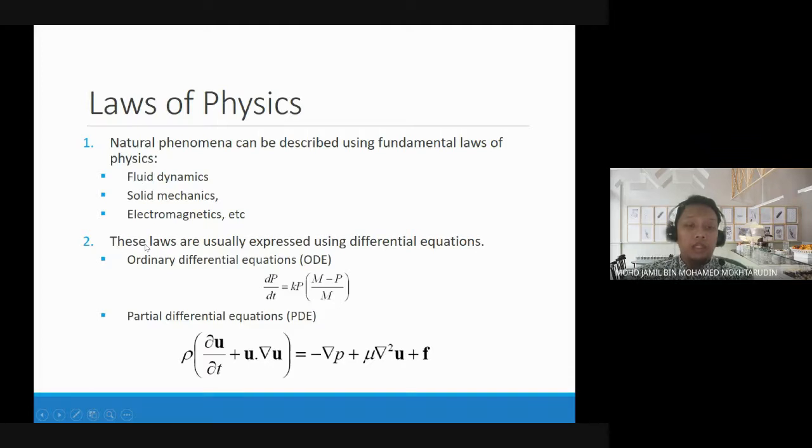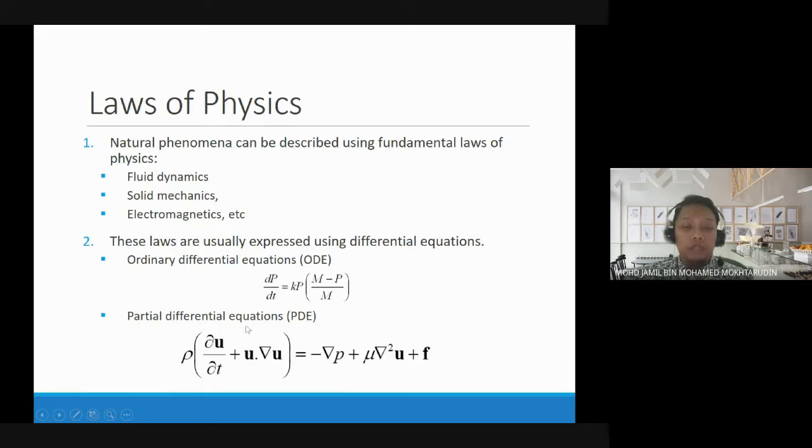And then these laws of physics are usually expressed in differential equations. If you have already taken ODE, the purpose of learning ODE is to do modeling. Very common in mechanical engineering. So this is an example of a DE. Usually we have one differentiation in an ODE, dP over dt. And we have partial differential equations. I think you have seen this in ODE, but very briefly.